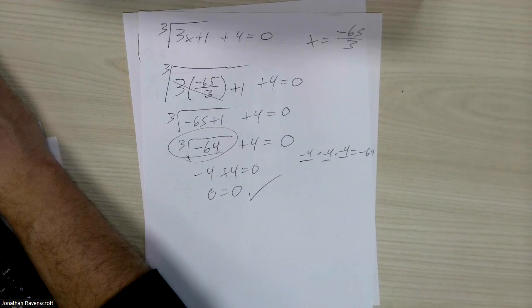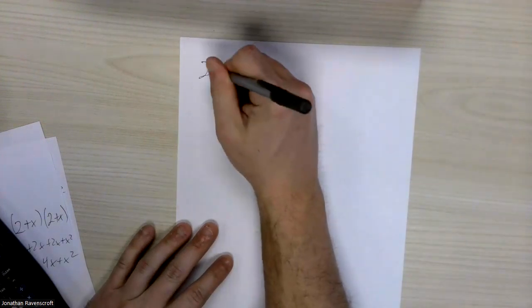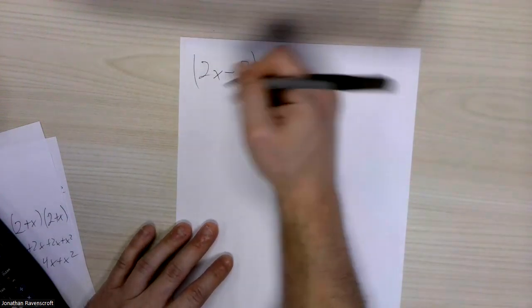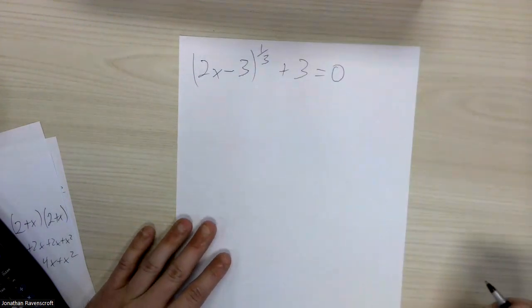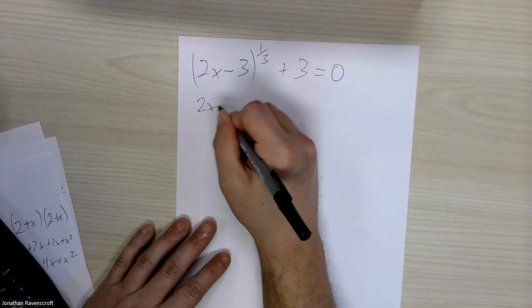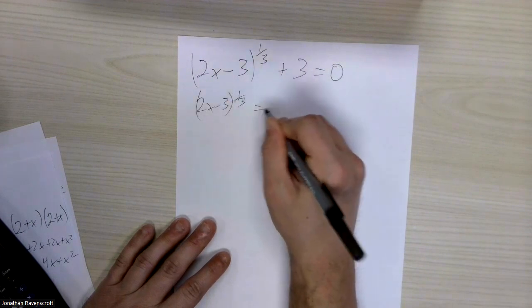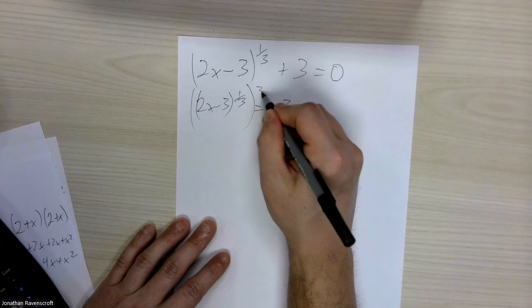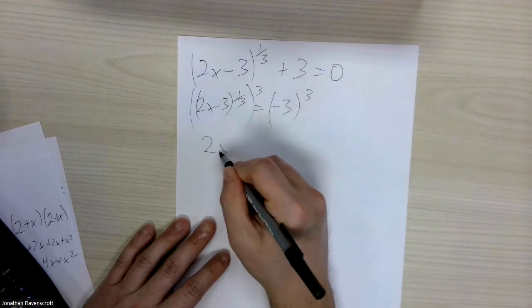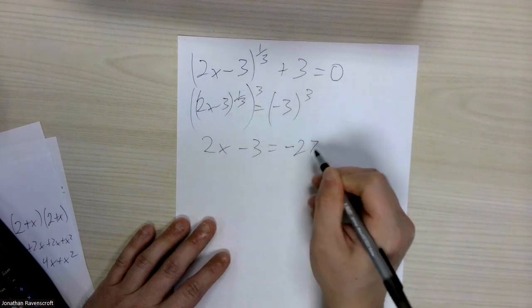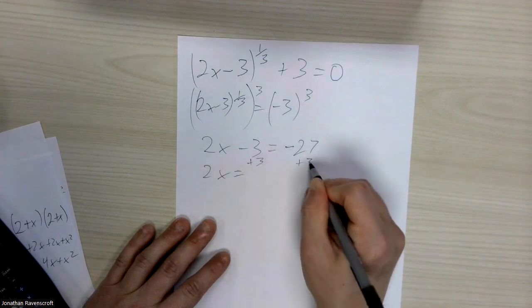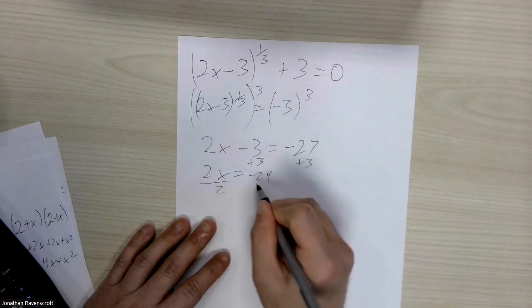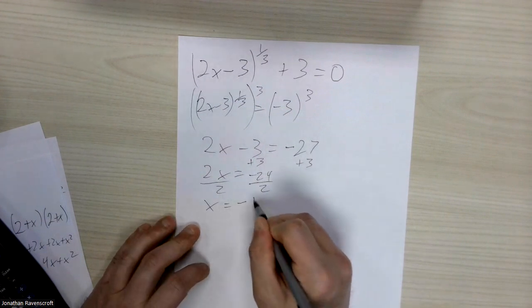Okay, practice a similar problem. What if we had 2x minus 3 raised to the 1/3 plus 3? Do it the same way as the last one. 2x minus 3 to the 1/3 equals negative 3, and cube both sides. 2x minus 3 equals negative 27. 2x equals plus 3, negative 24. X equals negative 12.